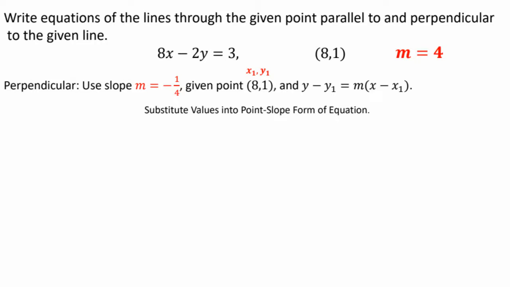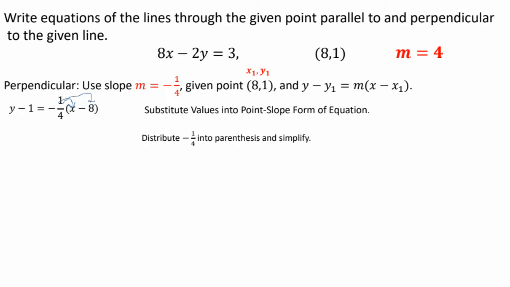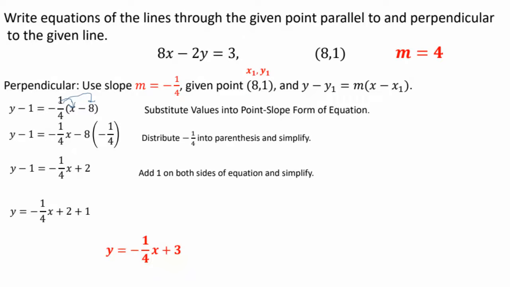And I like this equation again because it's just plugging in. I plug in what I know. They're giving the point. I'm putting in the new slope, and I just have to distribute the negative 1/4, and this is going to give me negative 1/4 x plus 2, and then subtract 1 on both sides. Excuse me, add 1 on both sides, and that's going to give me negative 1/4 x plus 3. So this equation is the perpendicular equation to the given line because it has its opposite slope.